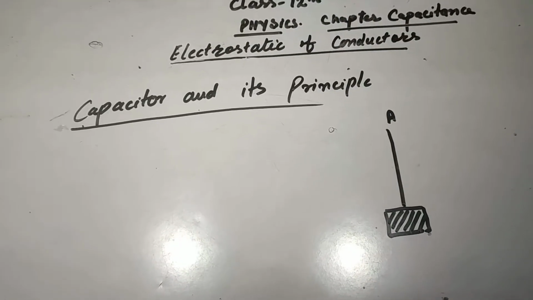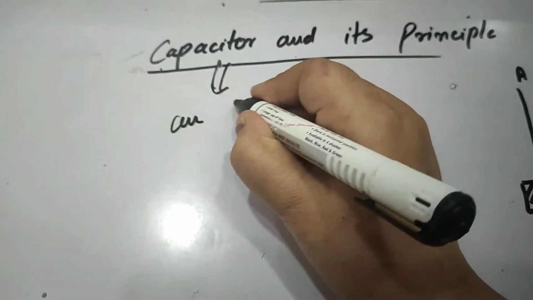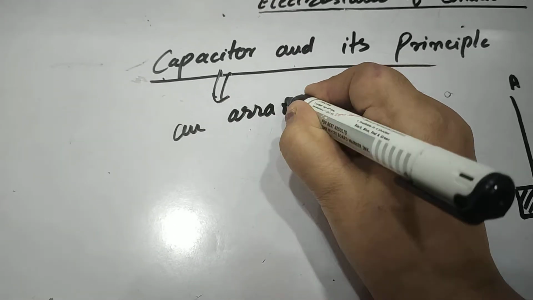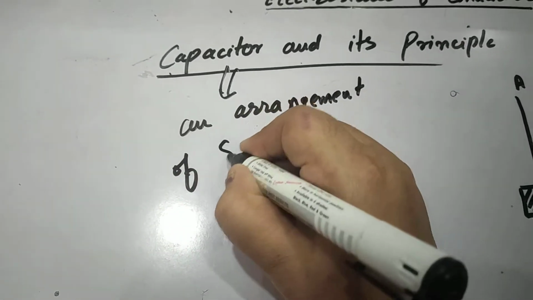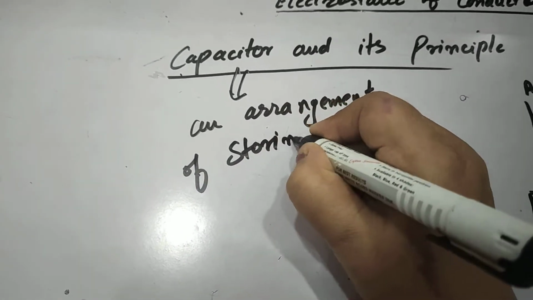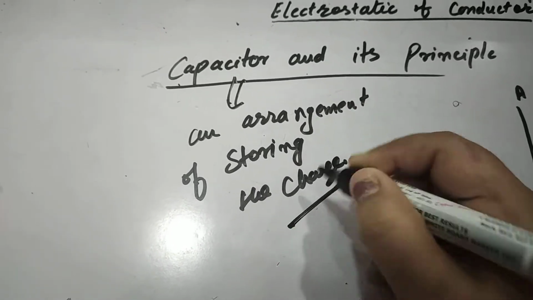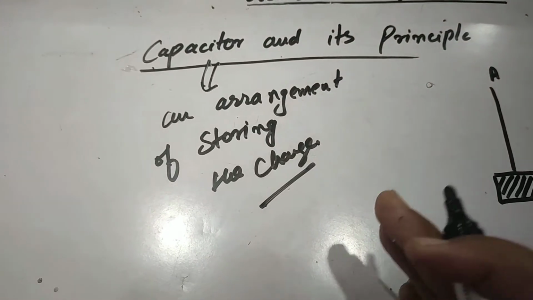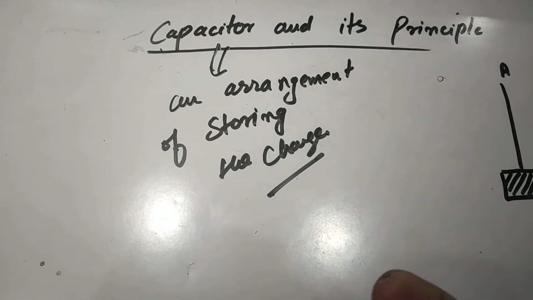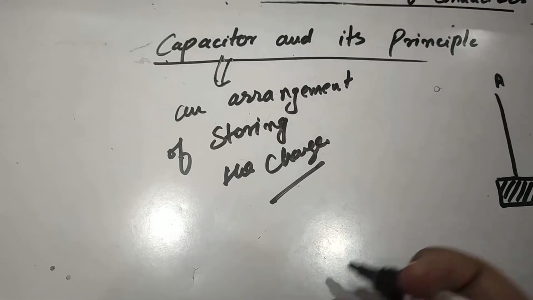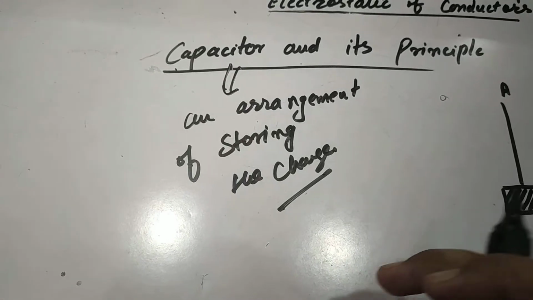Capacitor and its principle. A capacitor is an arrangement for storing charge. As I have discussed in the previous slide, capacity is the ability to store the charge. But where to store the charge? We have to store the charge in something. So that something is an arrangement.